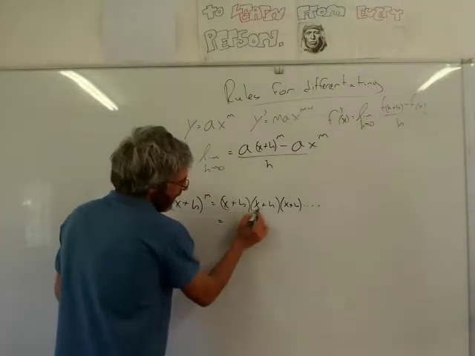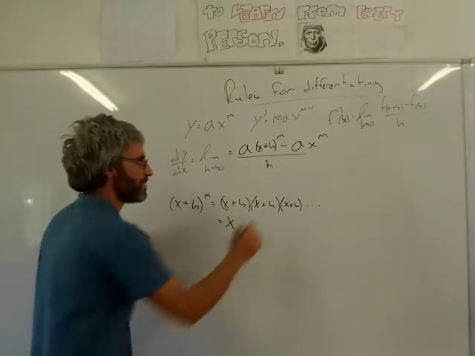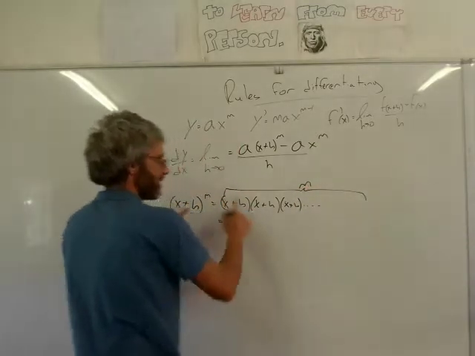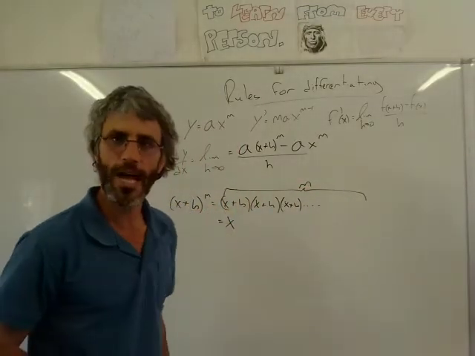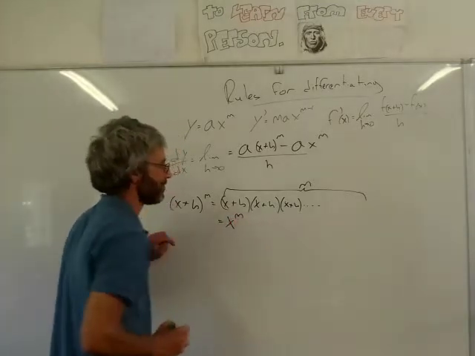We're going to do x times x times x. I'm going to multiply x by itself. How many times? Because this thing is happening n times. I've got x plus h times itself n times, so I'm going to have x to the power n.